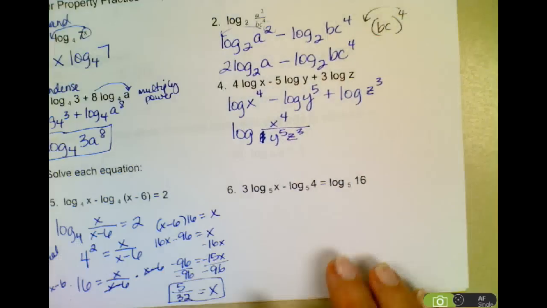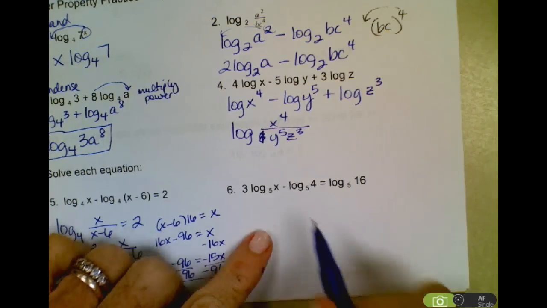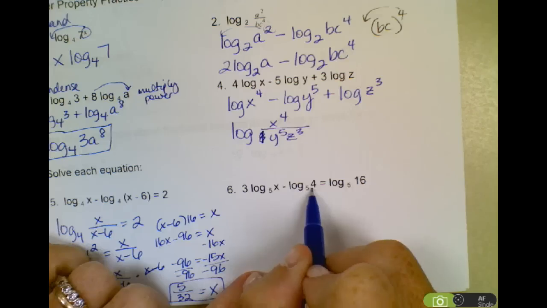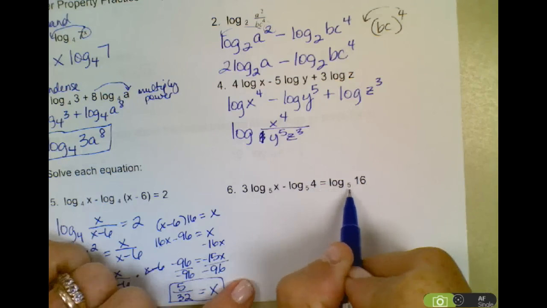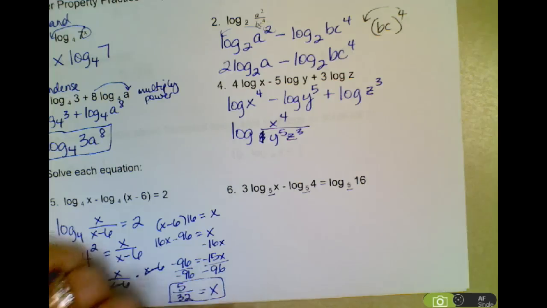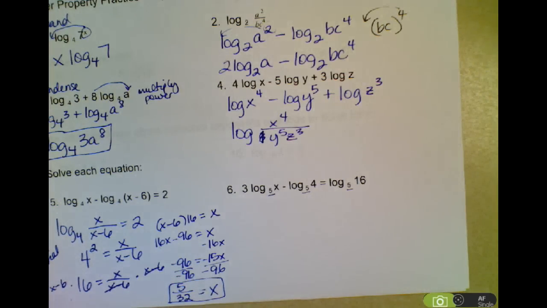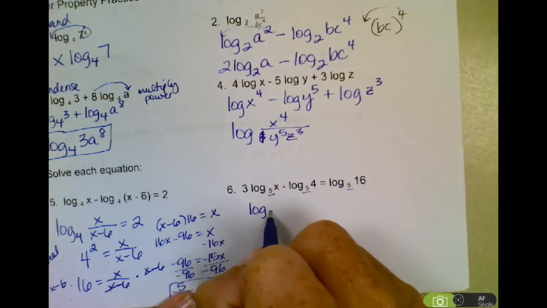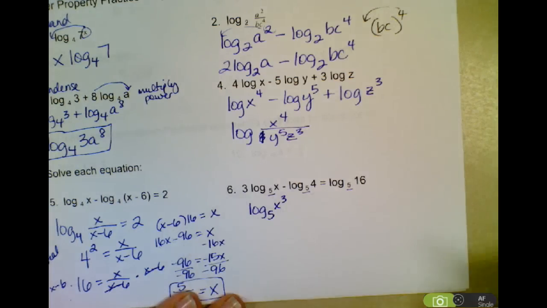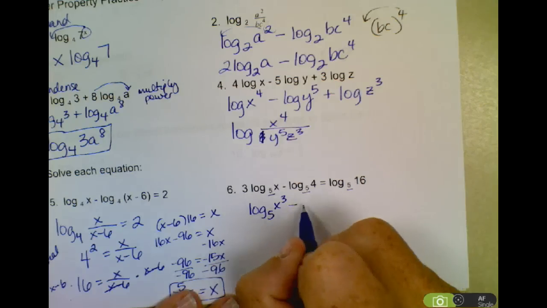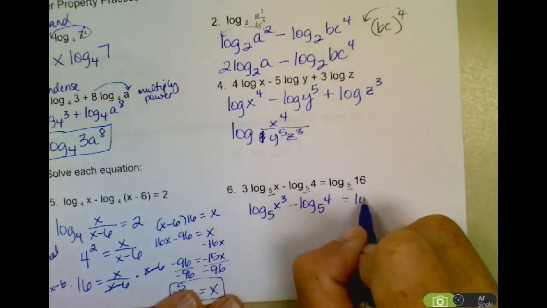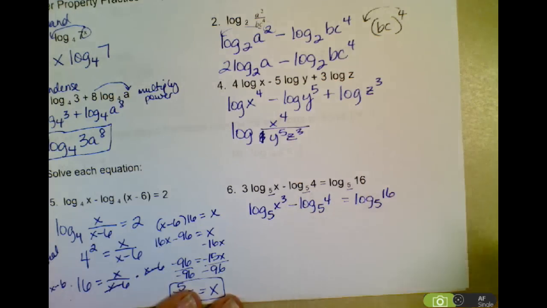Okay. Last one, aren't you happy? So 3 log 5x minus log 5/4 equals log 5/16. The nice thing is we've got 3 of the same base going on. That's going to help us in a minute. So let's rewrite this first one. Since I have a 3 out in the front, I know that that's log 5x to the 3rd minus log 5/4 equals log 5/16.